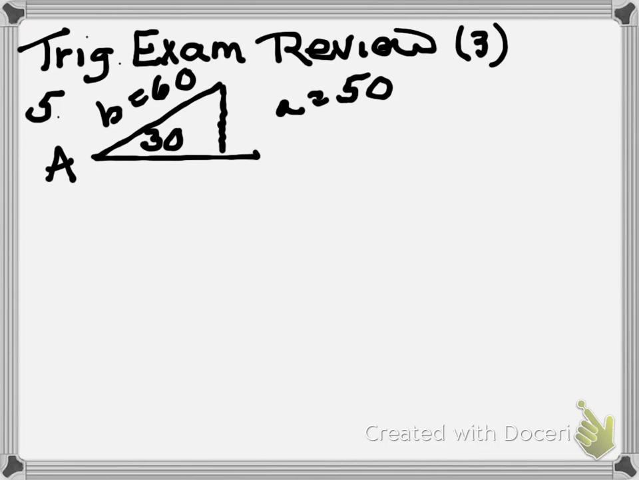Now, I picked 30 because it's easier for you to work with. The sine of 30, you know, is 1/2. And 1/2 times B gives you a height here of 30. So is A longer than the height? Yes. That means you have at least one triangle.